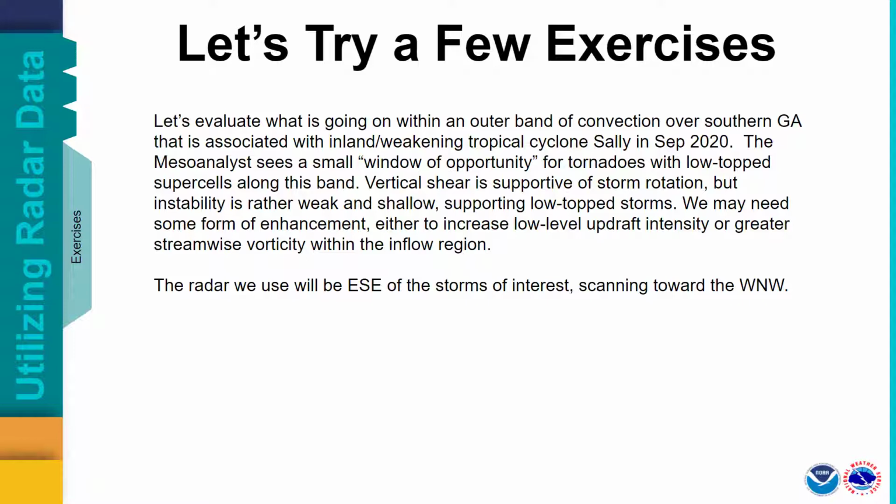Vertical shear is supportive of storm rotation, but instability is rather weak and shallow, supporting low-top storms. We may need some form of enhancement, either to increase low-level updraft intensity or greater streamwise vorticity within the inflow region. The radar we use will be east-southeast of the storms of interest, scanning toward the west-northwest.